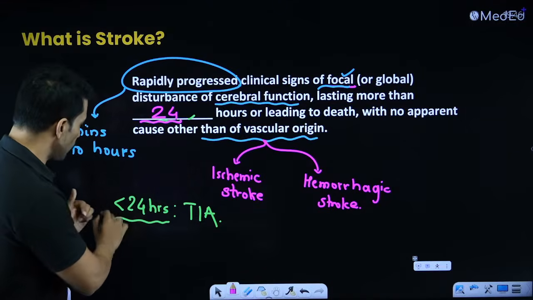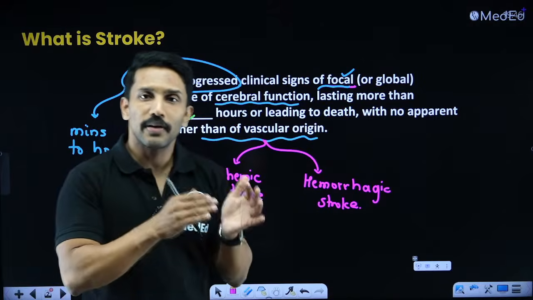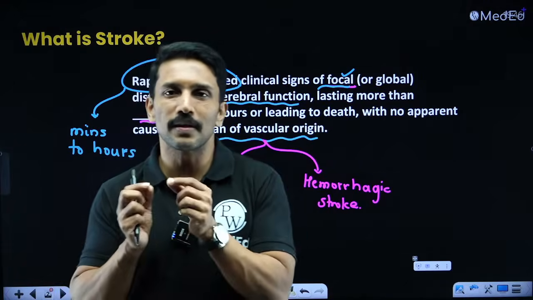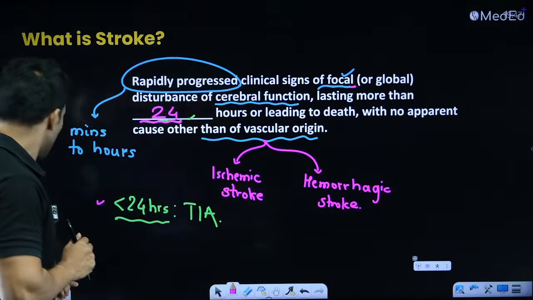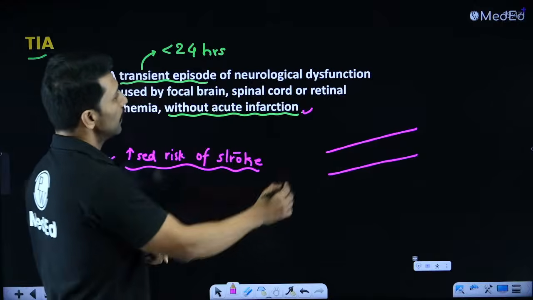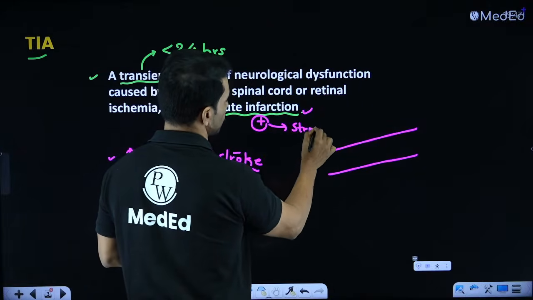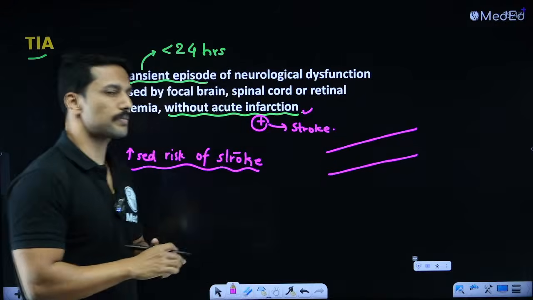If they improve within 24 hours, we used to call it TIA. A small modification is, even if symptoms improve within 24 hours, if the imaging shows that there is a visible infarction, it will still be considered as stroke. If infarction is present, then it will be called stroke, even if the symptoms have improved.